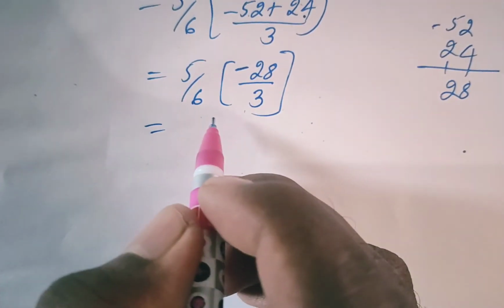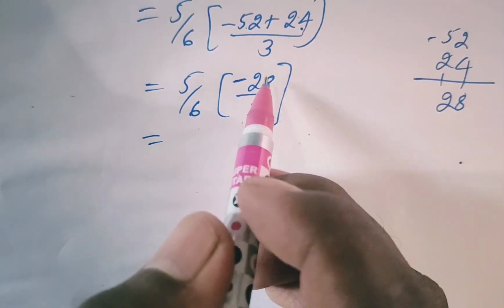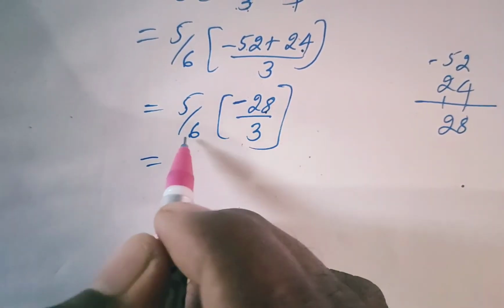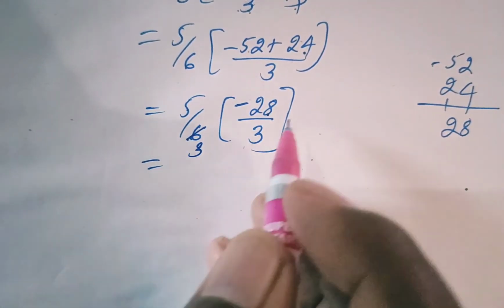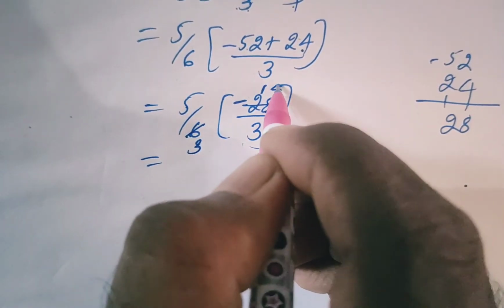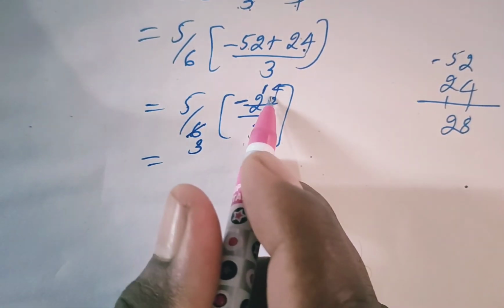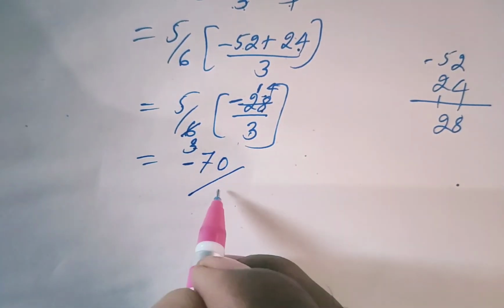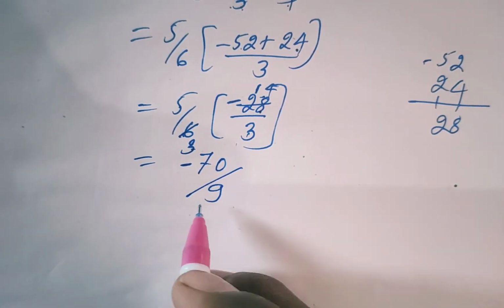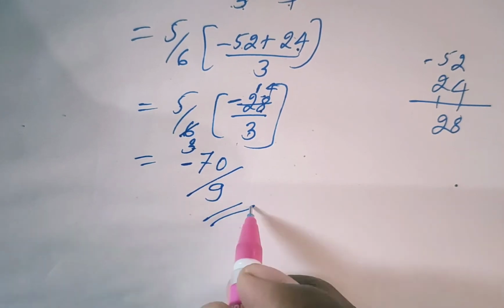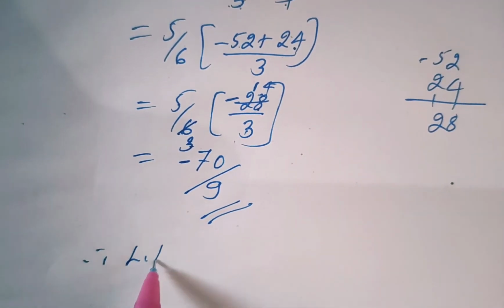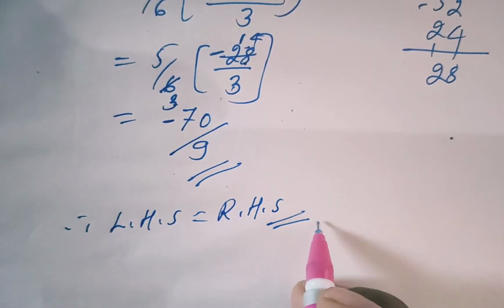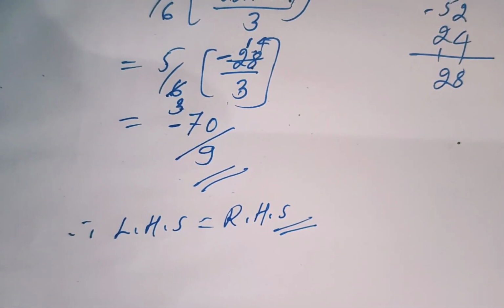Then what will happen here? Minus 28, 5, 6. Or else you can divide here. 2 3s are 6, 2 1s are 2, 2 14s are 28. 5 into 14, 14 5s are 70. Minus 70 divided by 3 3s are 9. See, LHS is equal to RHS. RHS also minus 70 upon 9. Therefore, we can write LHS is equal to RHS. Hence, it is verified. Hence, your solution is right.